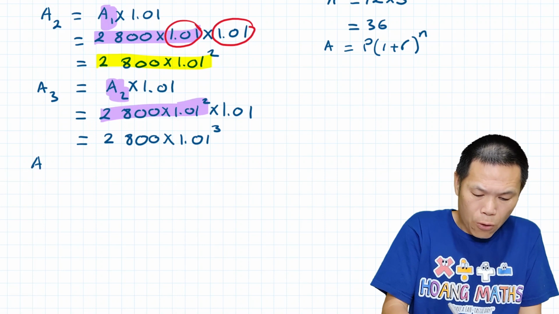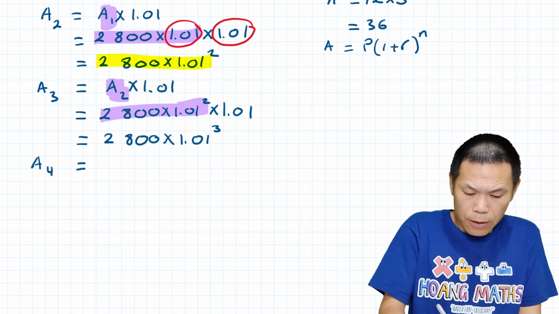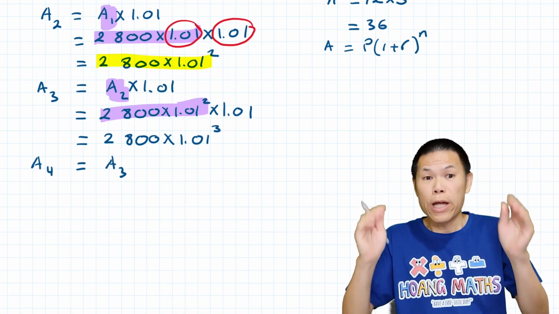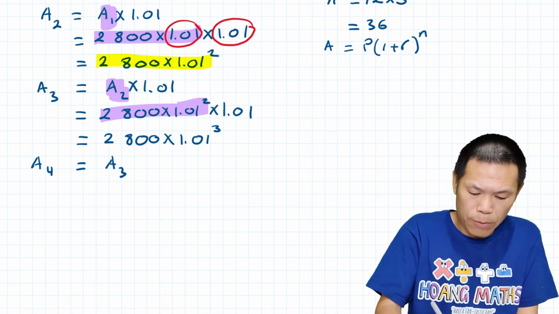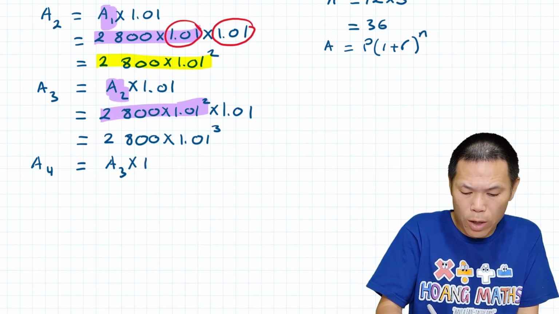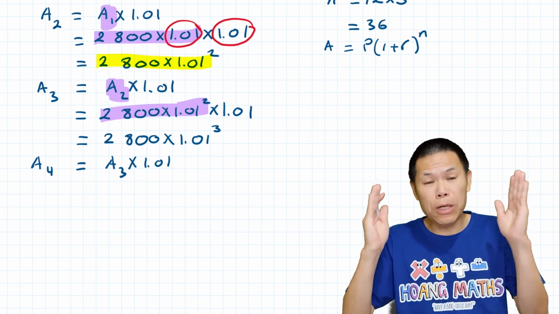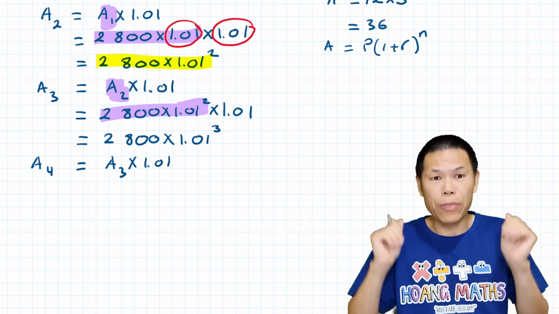Now at the end of A4, that means at the end of the fourth month, this is A4. That will give me A3, that's how much he owes, and then he needs to pay interest on top of that. So that means times by 1.01. That's how much is owed at the end of the fourth month.